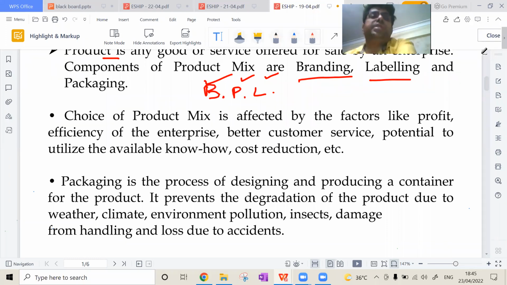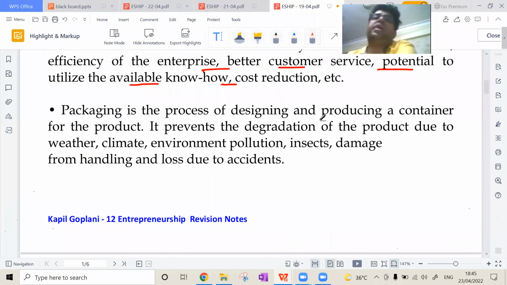Now, moving on to other things. The choice of product is affected by factors like profit, efficiency, the available know-how, and cost reduction. Packaging is again an element of the product mix, producing a container for the product, protecting it from climate, environment, pollution, insects, damage, and losses from handling.